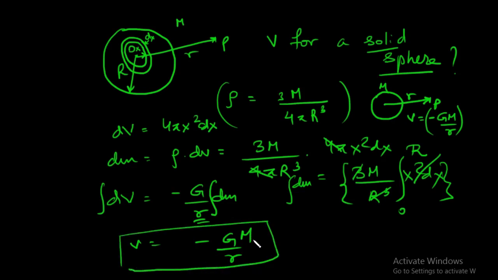Can you see this answer is exactly the same as that of the spherical shell? So when a question comes, when you are given a spherical shell or a sphere, and this option is given, only this is correct if the point lies outside the sphere or the spherical shell.